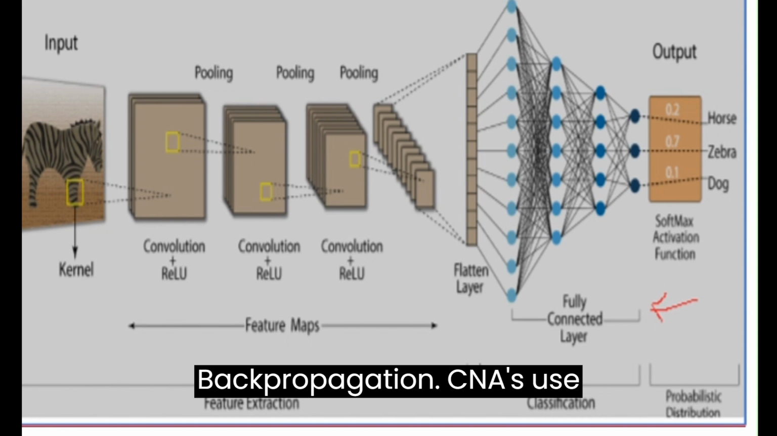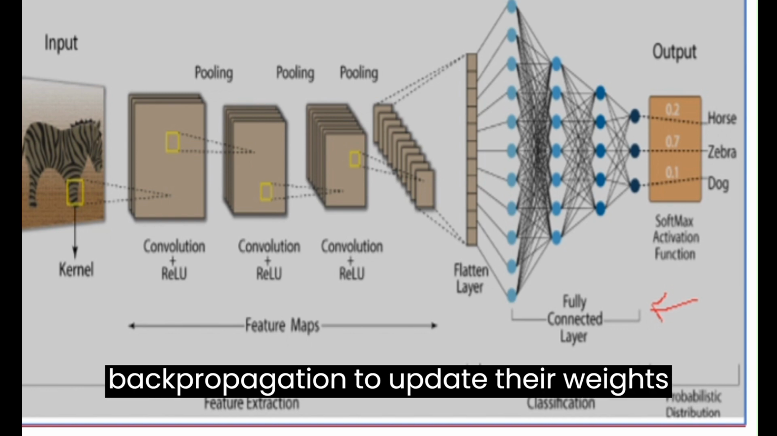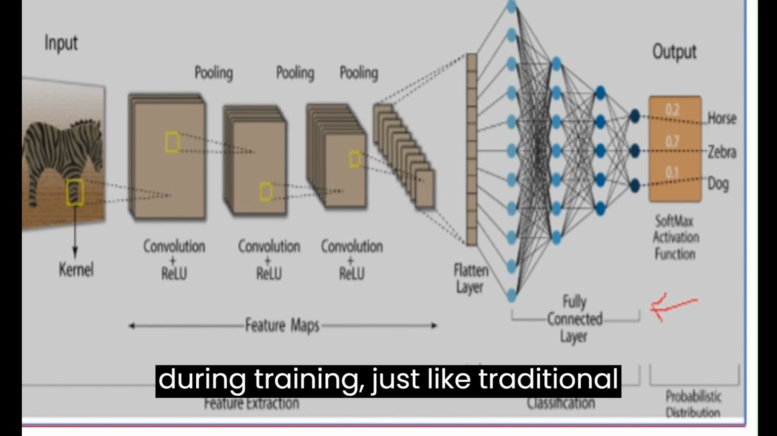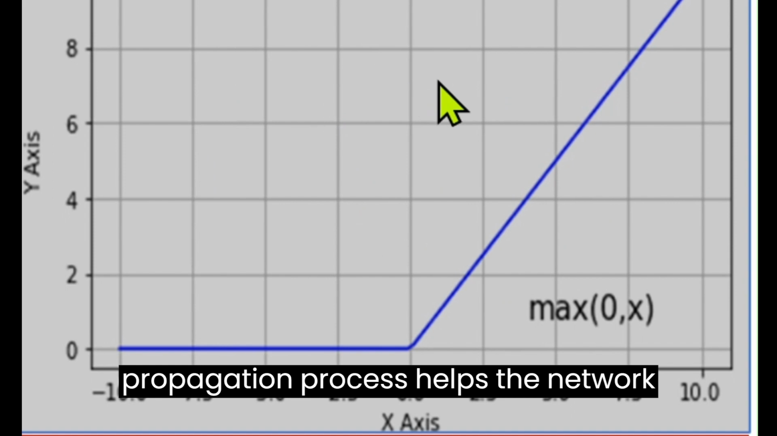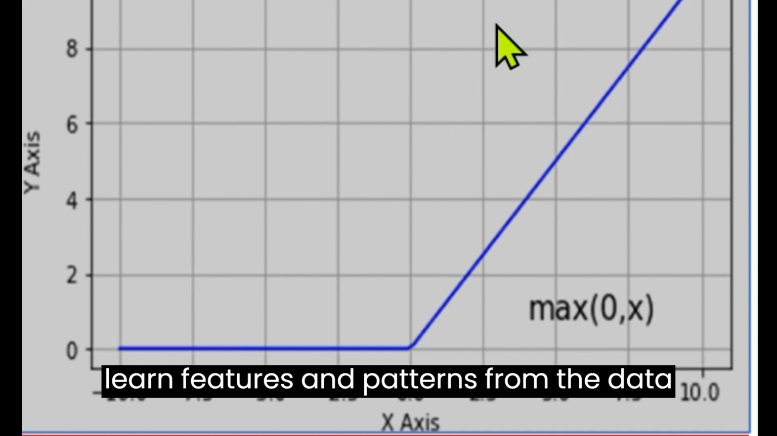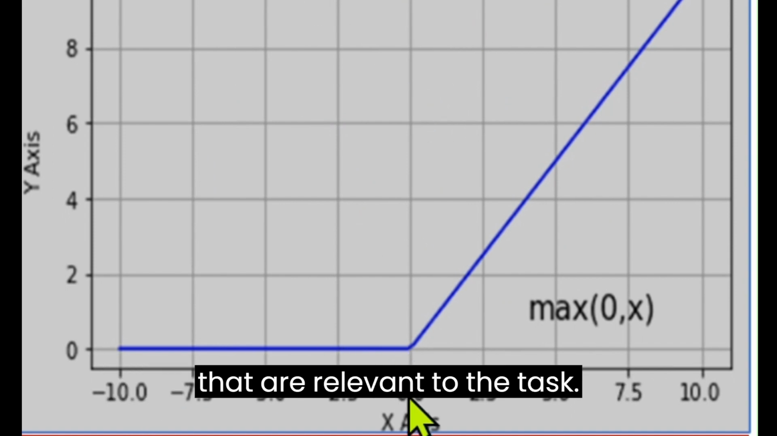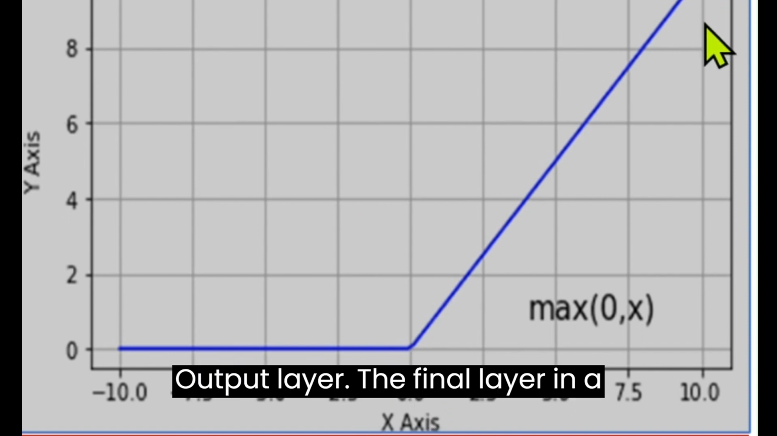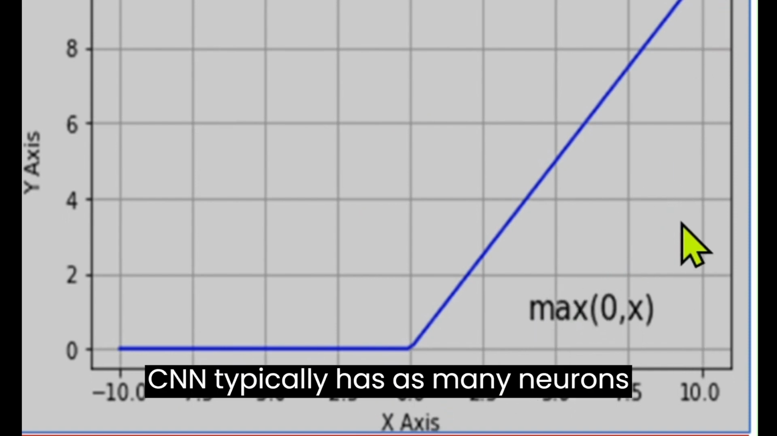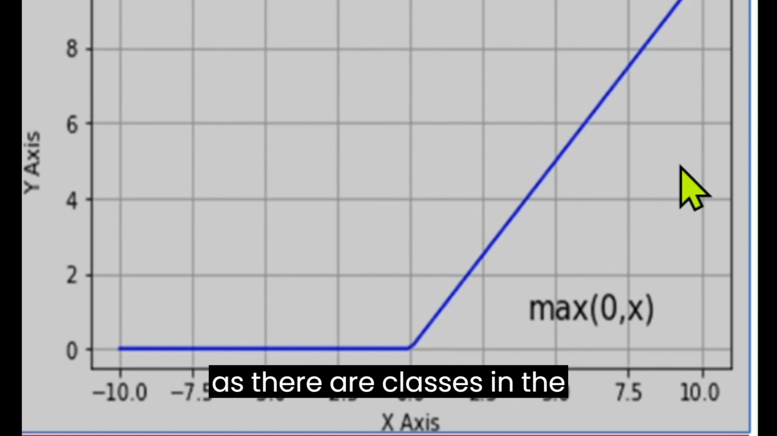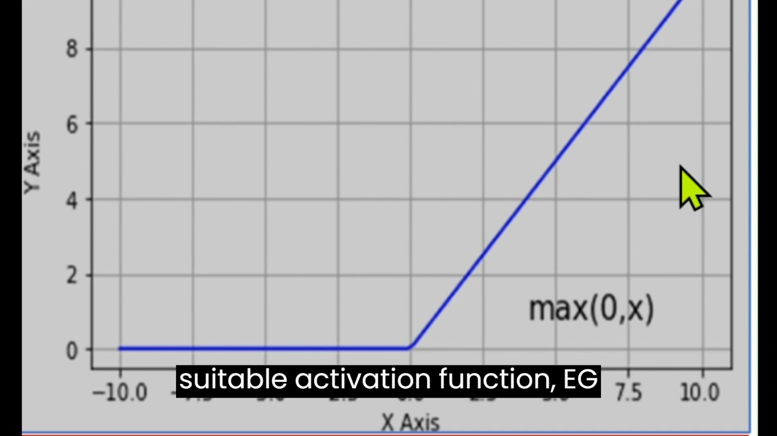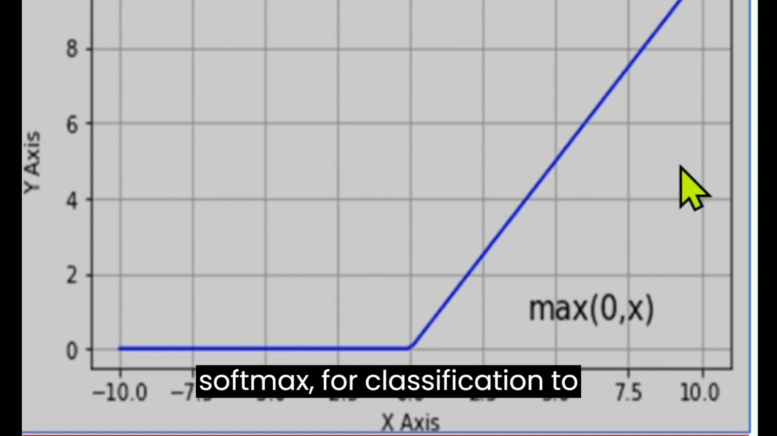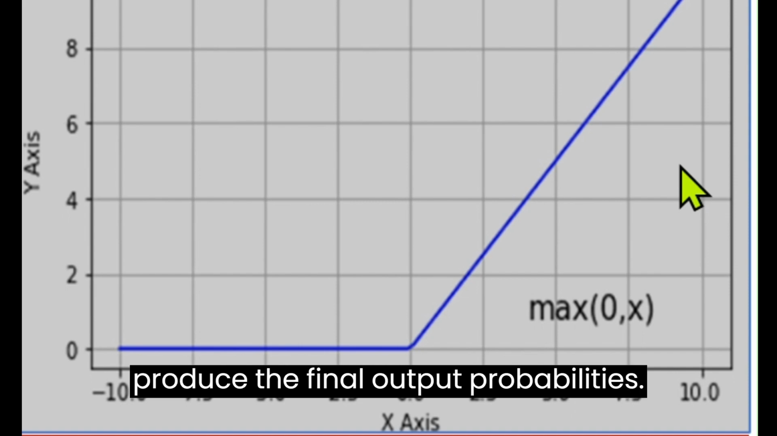Backpropagation. CNNs use backpropagation to update their weights during training, just like traditional neural networks. The backpropagation process helps the network learn features and patterns from the data that are relevant to the task. Output layer. The final layer in a CNN typically has as many neurons as there are classes in the classification problem, and it uses a suitable activation function, e.g., softmax for classification, to produce the final output probabilities.